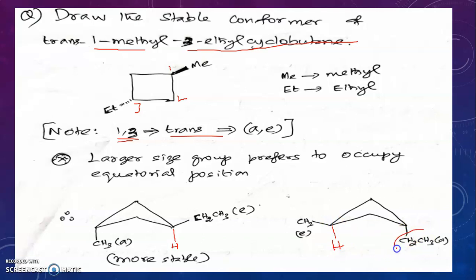Since the size of this group is larger, the ethyl-hydrogen steric interaction is more compared to the methyl-hydrogen steric interaction. This interaction provides more potential energy to the molecule. So the energy of the molecule increases and stability decreases. Therefore, among the two conformations, this conformation is more stable than this one.